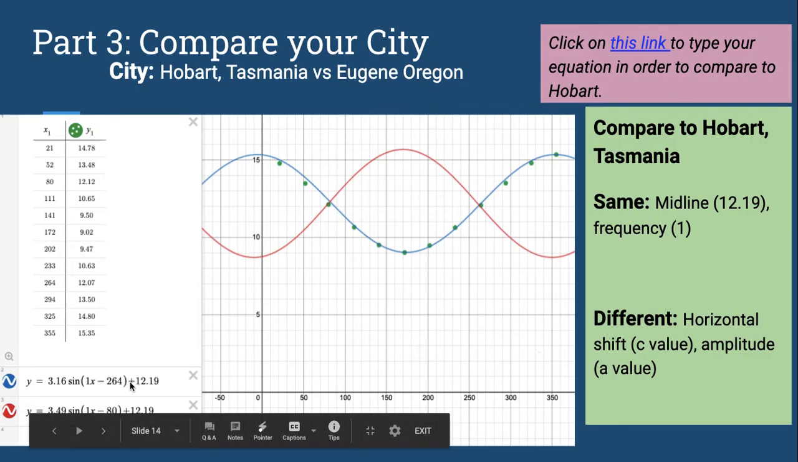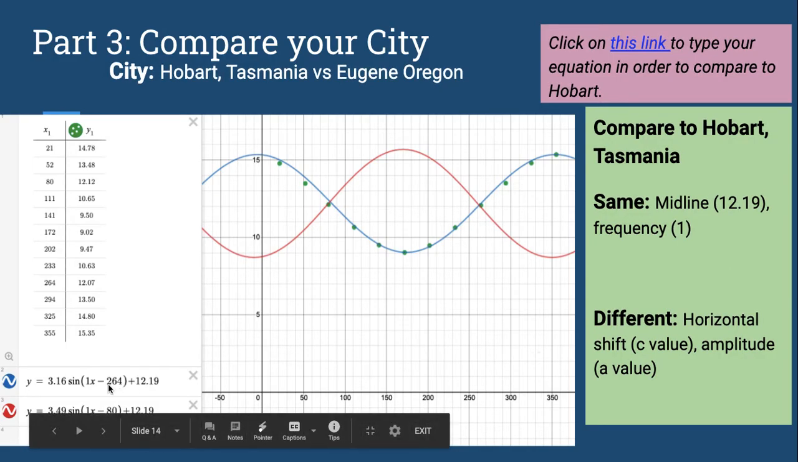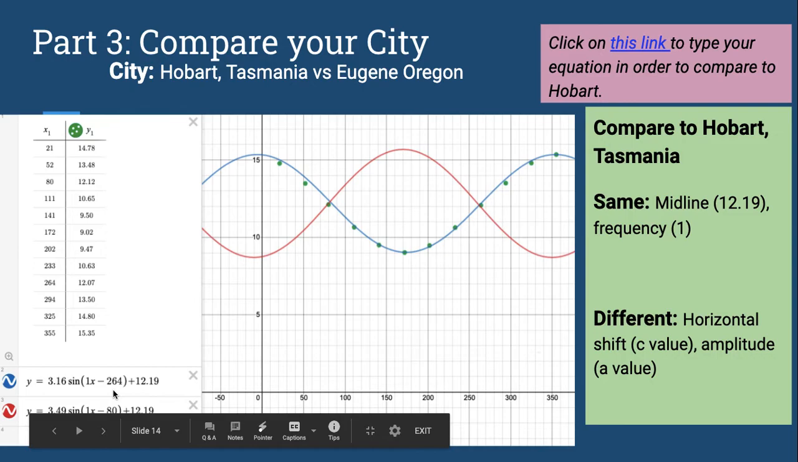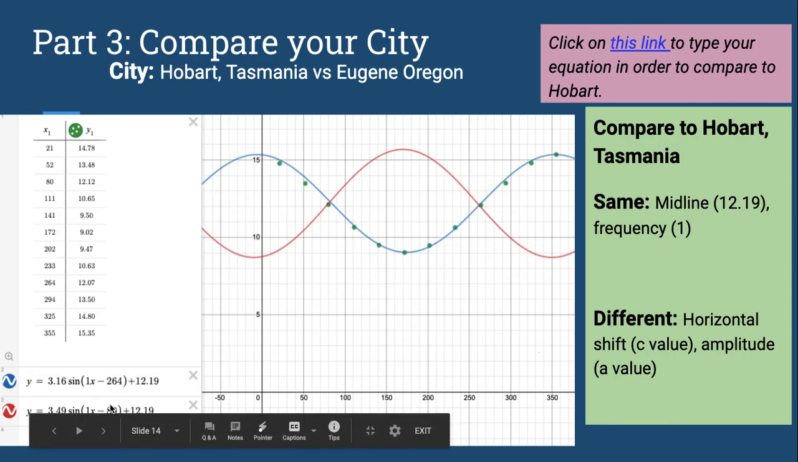These cities have the same midlines, 12.19, and the same frequency, but they have different horizontal shifts and different amplitudes. The amplitudes are different because they are at different distances to the equator. The horizontal shifts are different because the cities are on different hemispheres. Oregon being in the northern hemisphere and Tasmania being in the southern hemisphere.